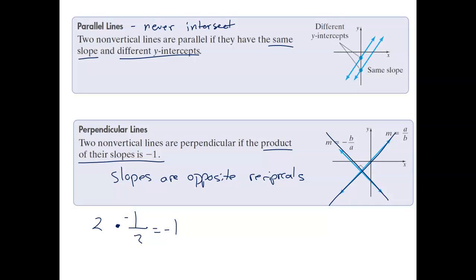Okay? If I have 3/5, what's the reciprocal of 3/5? 5/3, and then the opposite is negative. And if I multiply these, I get negative 1. Okay, so opposite reciprocals.